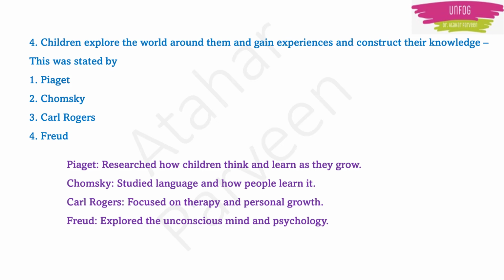Piaget, he was the one who did lot of research on how children think and learn as they grow. Then Chomsky, he studied language and how people learn it. Then Carl Rogers, he focused on therapy and personal growth. And Freud, he explored the unconscious mind and psychology. So from this aspect, Piaget will be the correct answer, because he was the one who did lot of research on how children think and learn as they grow. Okay, option 1 will be the correct answer.